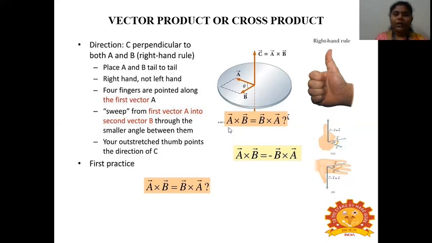So A vector cross B vector will give minus B vector cross A vector. That is, it will not give B vector cross A vector, the direction will be changed. That is, A vector cross B vector will be equal to minus B vector cross A vector.